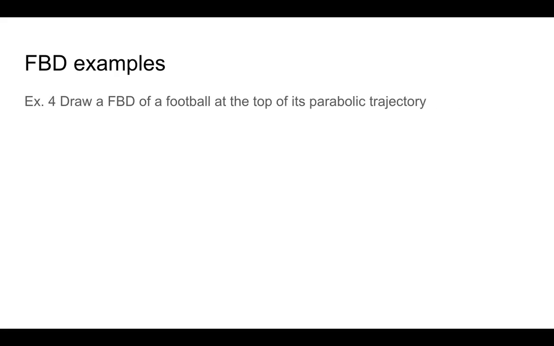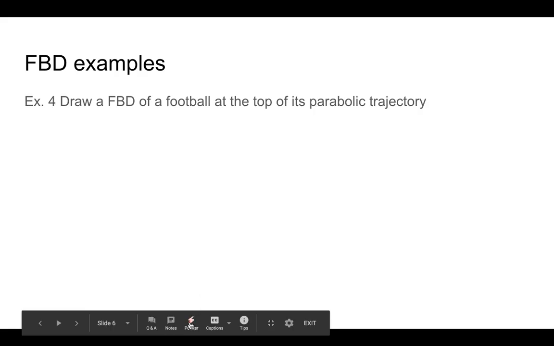All right, example number 4, we want to draw a free body diagram of a football at the top of its parabolic trajectory. So remember, a football at the top of its parabolic trajectory, we're talking about projectile motion here.